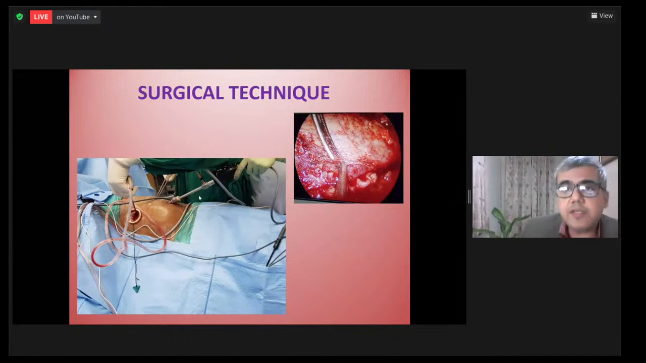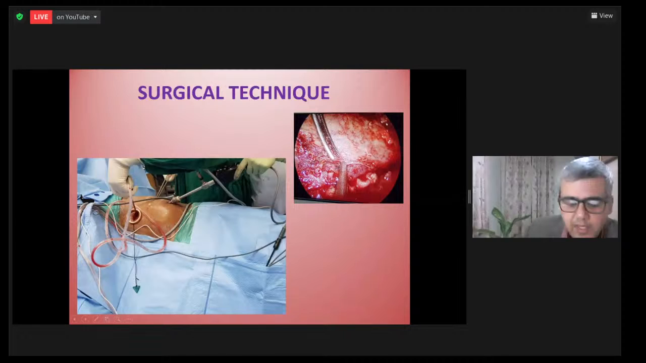Now, the surgical technique of VATS involves giving incisions over the chest wall, and through these incisions, ports are inserted. One port is for introducing your camera, and the other two ports are used for introducing your instruments. These could be surgical instruments for dissecting or for introducing your stapling devices. So here we can see the ports for the VATS surgery which have been inserted.